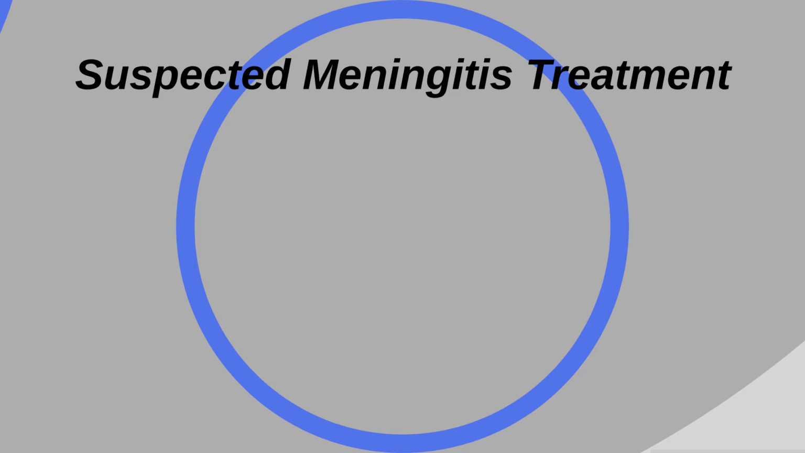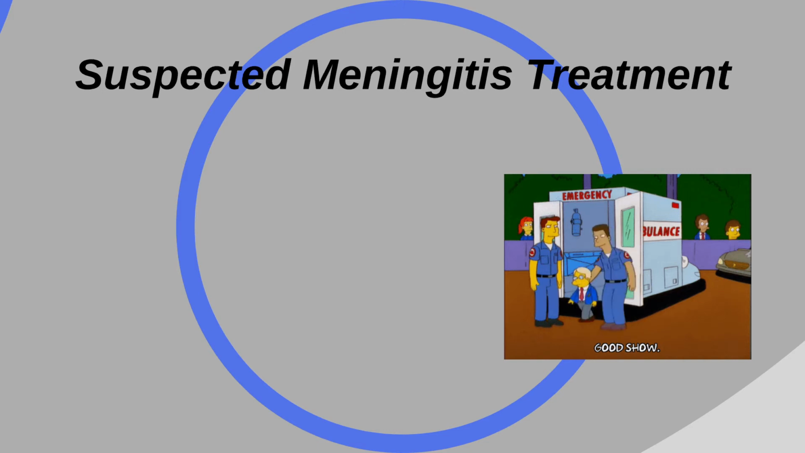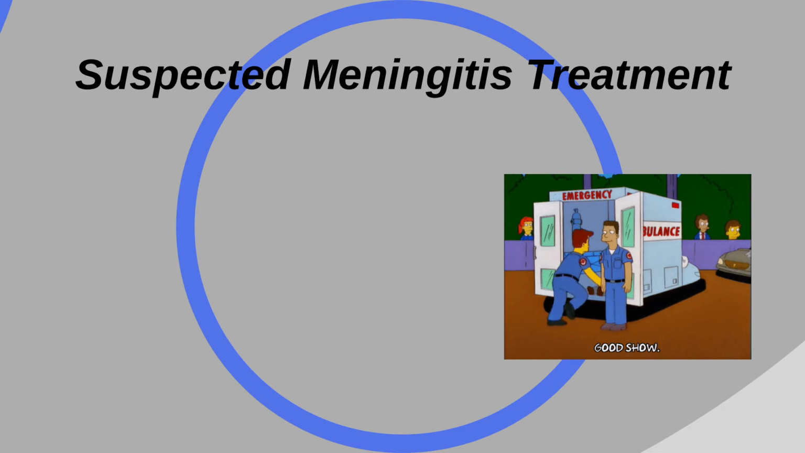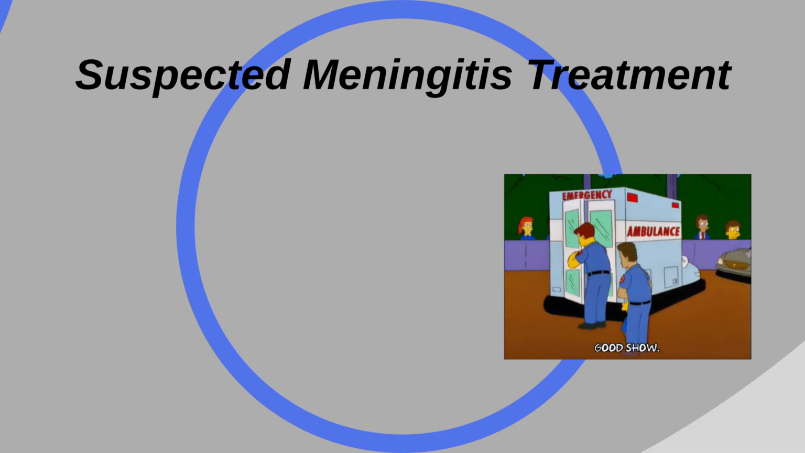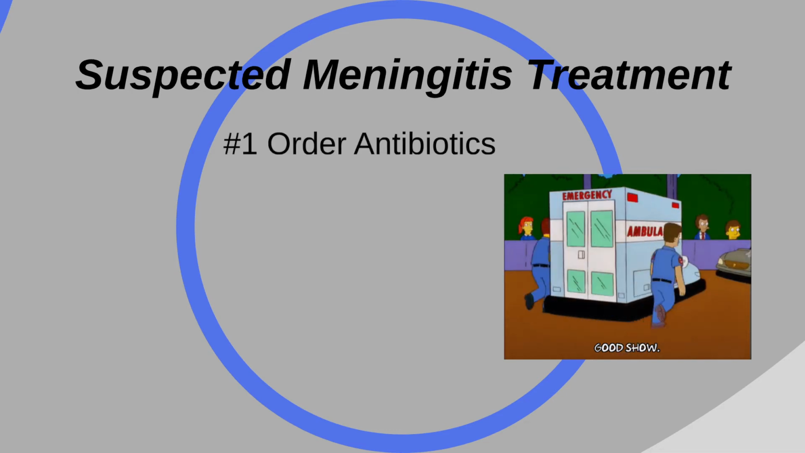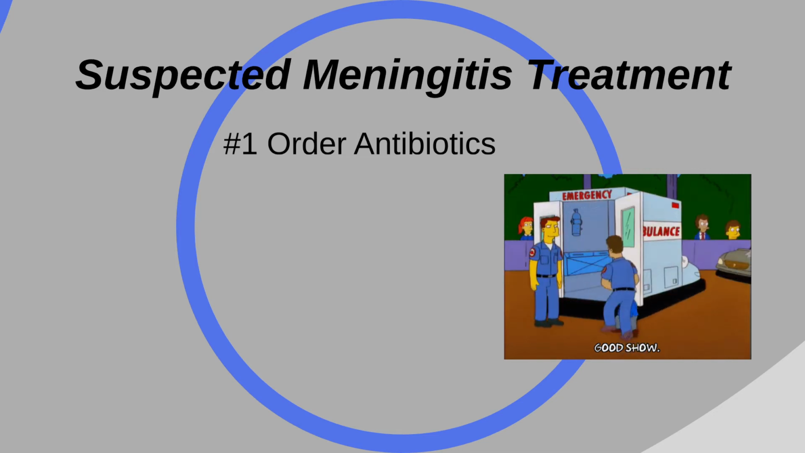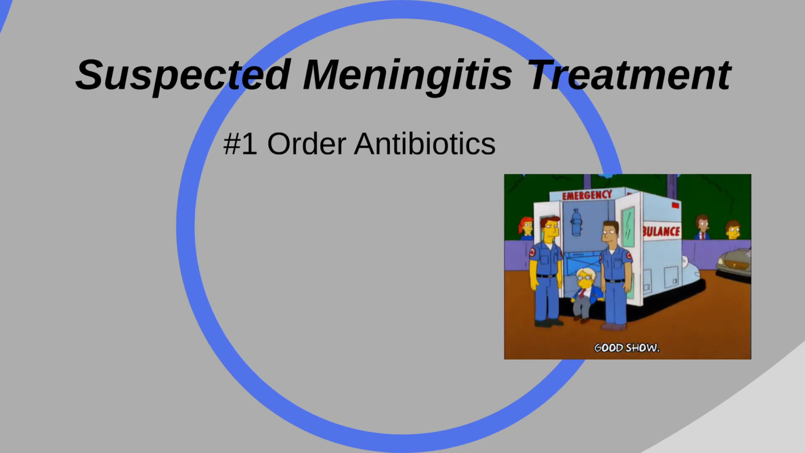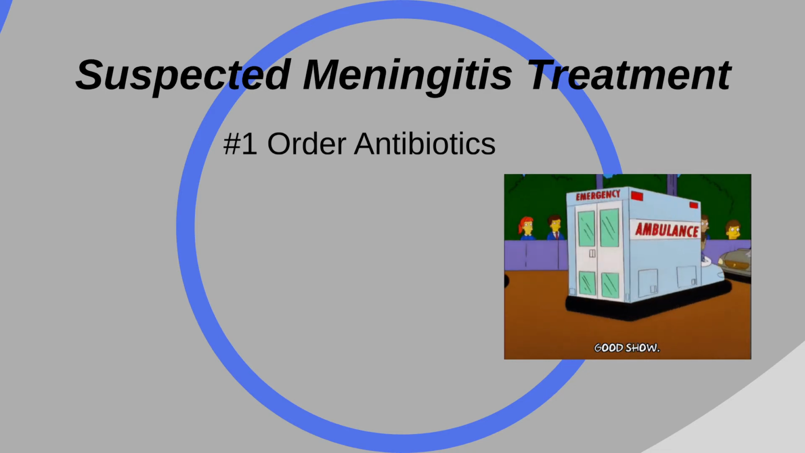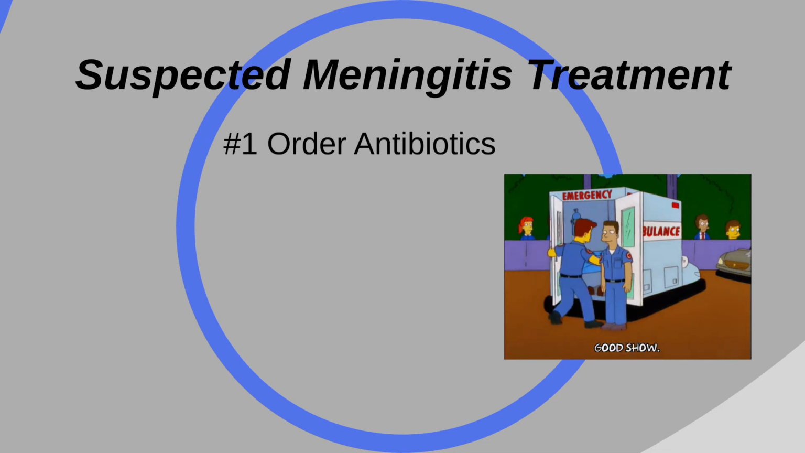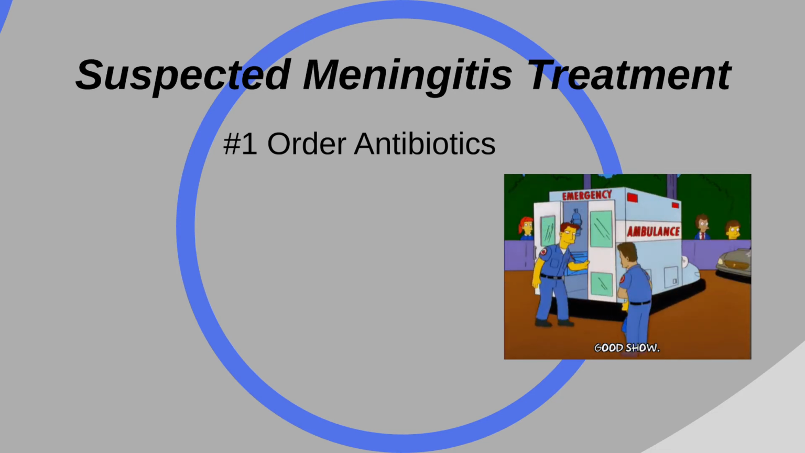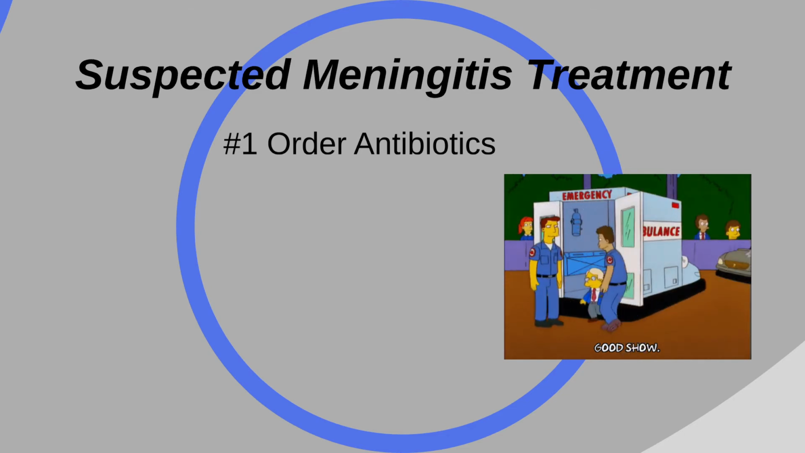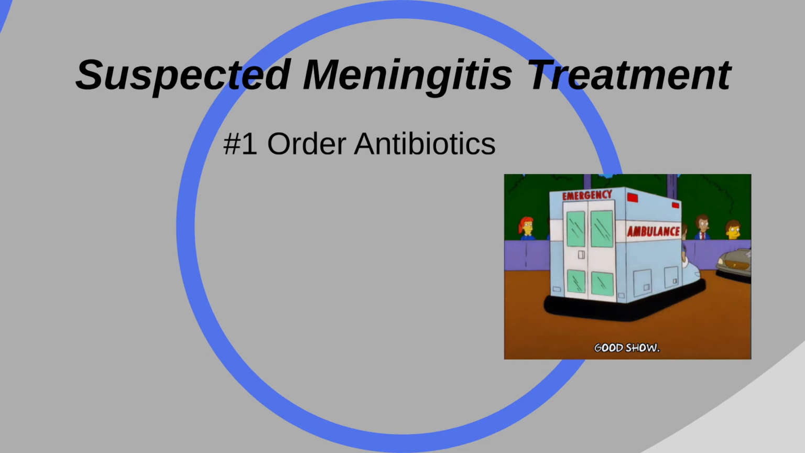So when somebody comes to the emergency room and you think they may have meningitis because of their symptoms and features, what do you do first? Well, you order antibiotics, because it's well known that the outcome of the treatment of meningitis depends on how rapidly the first dose of antibiotics can be administered. So you don't wait for anything else to come back. If you think that they have meningitis, you go ahead and order the antibiotics, and we'll talk in a minute about which ones to order.